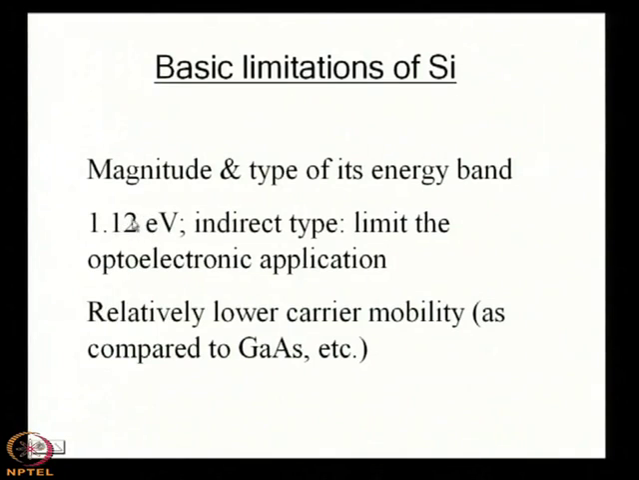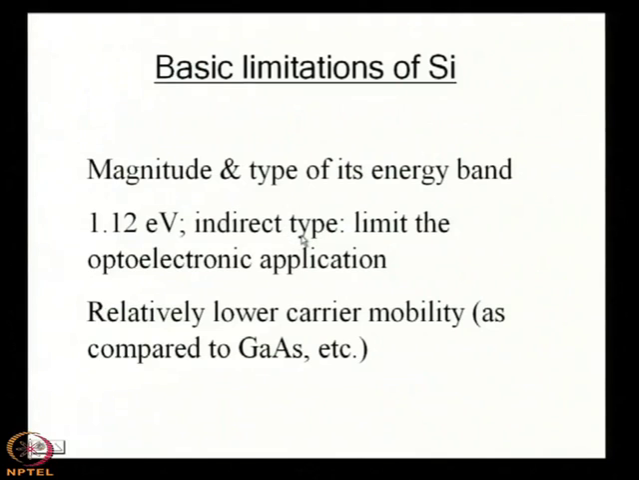What is the relation between the band gap and the emission wavelength of a semiconductor? Yes, lambda equals 1.24 by Eg. So, if you use this 1.12, you will get just only one wavelength. It is not suitable for visible, obviously, because the band gap is 1.12 eV. So, it is infrared, not visible region, and it is indirect type.